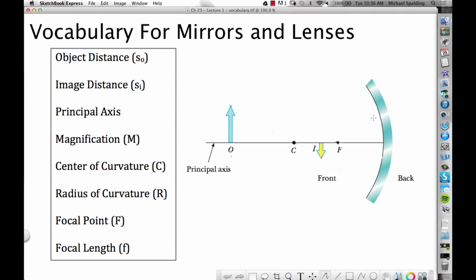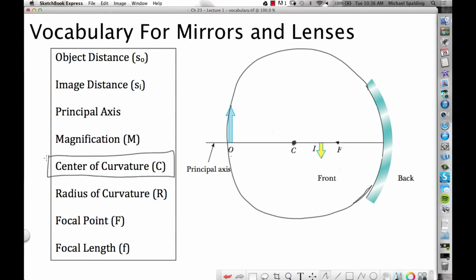So look, these mirrors, concave and convex, they're collectively spherical mirrors, right? There's two types of spherical mirrors, concave and convex. Why would we refer to concave and convex mirrors as being spherical? Well, here we have a concave mirror, and it's almost like it came from a sphere, right? You can extend the circle. Would that circle have a center to it? Yes. And that center is called the center of curvature. Just a term you should know.